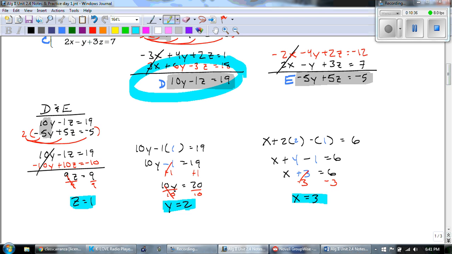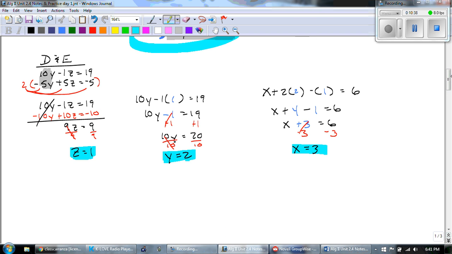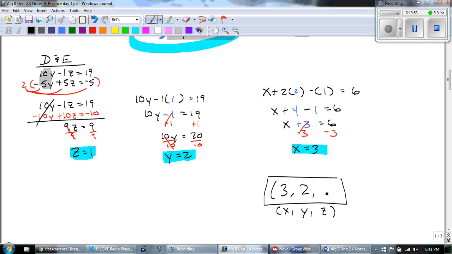Okay, so now that we've done all that work, how do we write our final answer? Well, our final answer is going to be x, comma y, comma z. So it's going to be 3, comma 2, comma 1. And then that is our final answer.